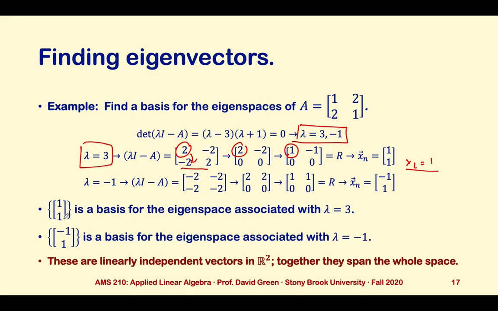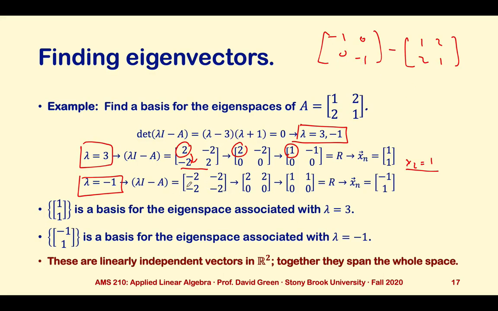This 1, 1 is a basis for the eigenspace associated with this first eigenvalue of 3. We then can do the same thing for lambda equals -1. We set lambda equals -1. Lambda I minus A is -1, -1, 0, 0, minus 1, 1, 2, 2. -1 minus 1 is -2. 0 minus 2 is -2. 0 minus 2 is -2. -1 minus 1 is -2.